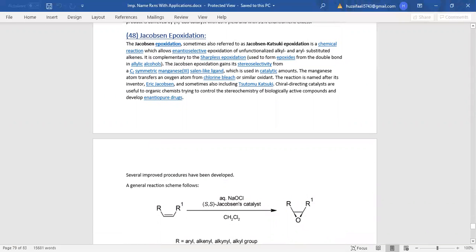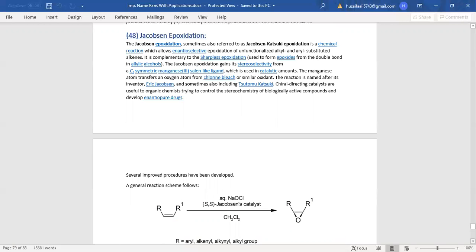Jacobsen epoxidation. The Jacobsen epoxidation, sometimes also referred to as the Jacobsen-Katsuki epoxidation, is a chemical reaction which allows enantioselective epoxidation of unfunctionalized alkyl and aryl substituted alkenes. It is complementary to the Sharpless epoxidation.